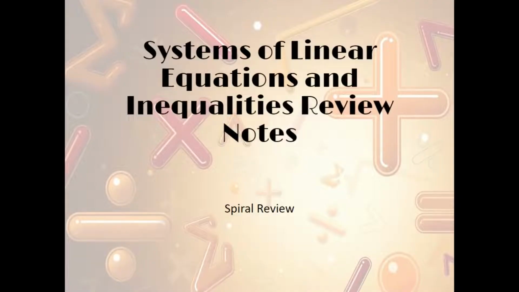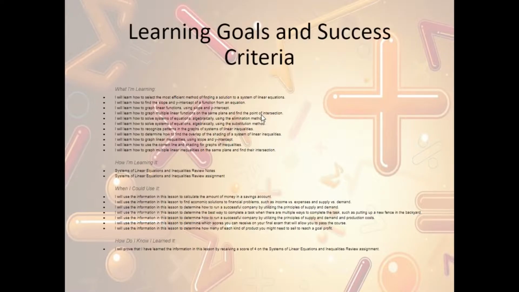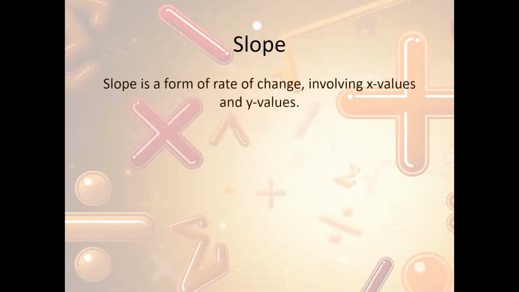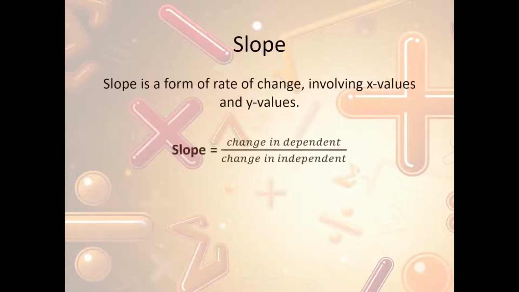Let's take a look now at the Systems of Linear Equations and Inequalities Review Notes. The notes begin with the learning goals and success criteria. Let's talk about slope. What is slope? Slope is a rate of change involving x values and y values. Slope is known as the change in the dependent variable over the change in the independent variable.